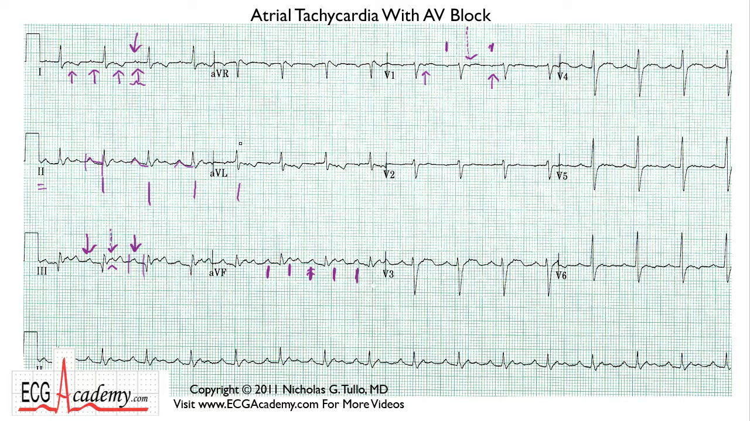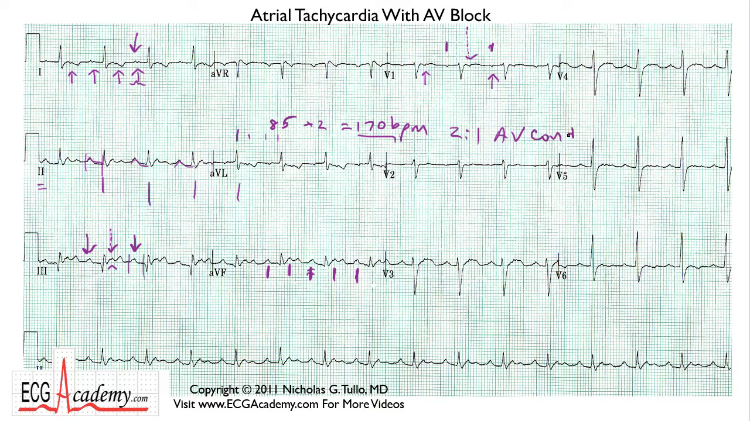So if I measure the ventricular rate here, 300, 150, 100, it's about 85 beats per minute or so. So the atrial rate must be twice that. So that's 170 beats per minute. So we have an atrial tachycardia at 170 beats per minute with 2-to-1 AV block, you can call it, or 2-to-1 AV conduction.